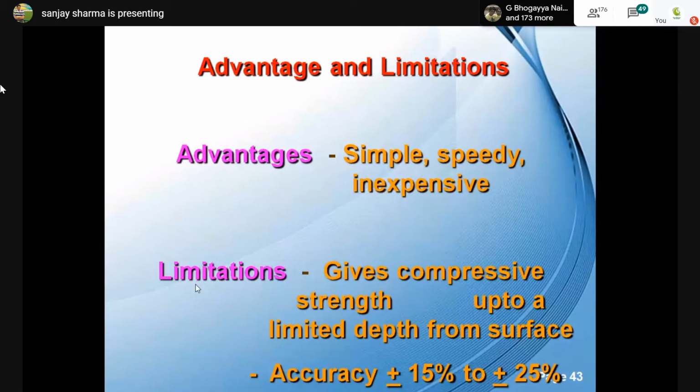So those are the advantages: a simple, speedy, inexpensive method. Limitations: it gives compressive strength only up to a limited depth. The accuracy is plus minus 15 to 25% as per our code. But if you have properly calibrated it and you are properly estimating, many times you get almost 100% accuracy.